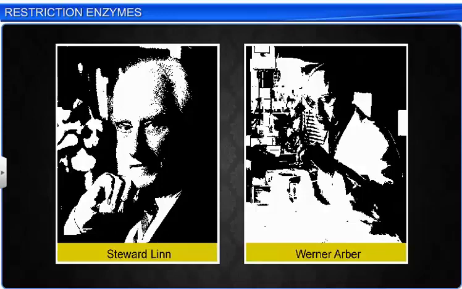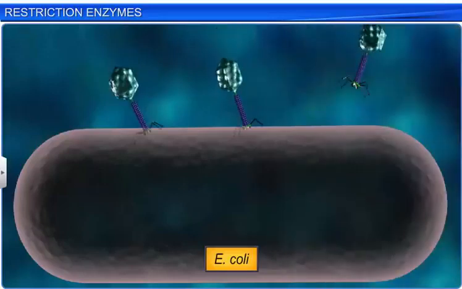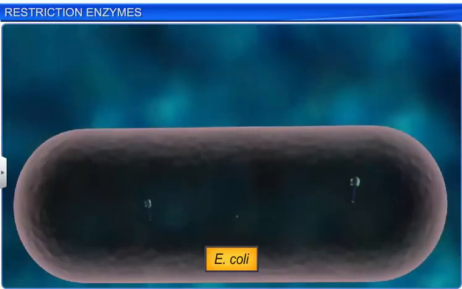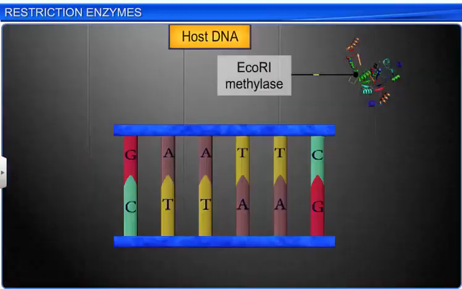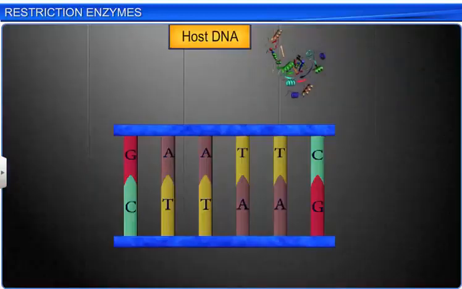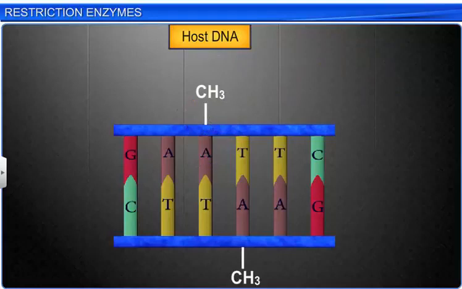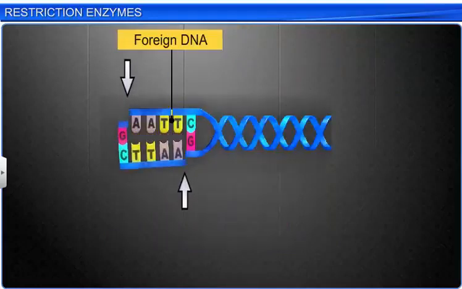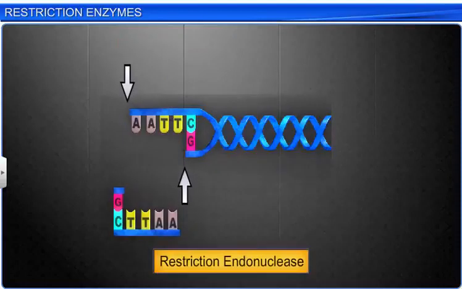In 1963, scientists Stuart Linn and Werner Arber were successful in isolating the enzymes responsible for restricting the growth of bacteriophage in E. coli. One of these enzymes methylated the host DNA, while the other cut the foreign DNA. The second enzyme was called restriction endonuclease.